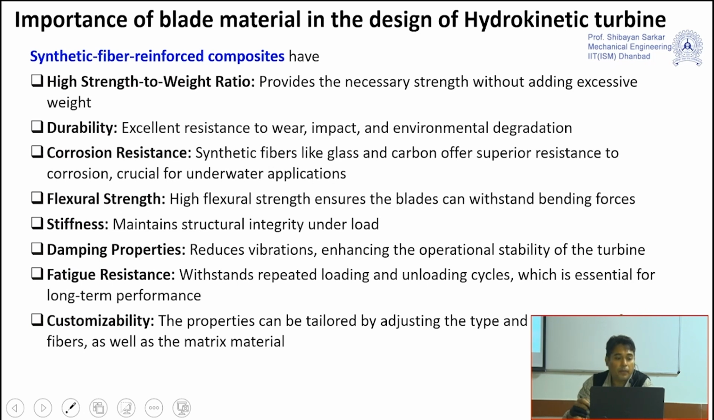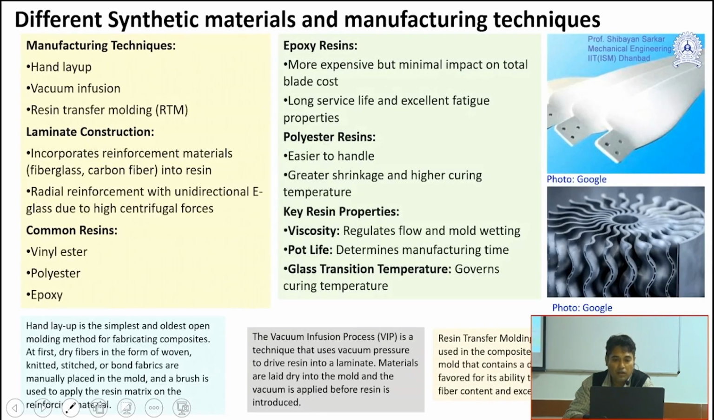That particular property must be there, through the flexural strength, the stiffness, and the damping properties, because damping is needed to damp the vibration which will be created because of some bearing fault or something. And then fatigue resistance, that means the cyclic stress which will generate fatigue load, so how it will be considered. And customizability, that means this synthetic fiber reinforcement composite can easily be customized to my desired shape. So these are the reasons this type of synthetic fiber also will be considered.